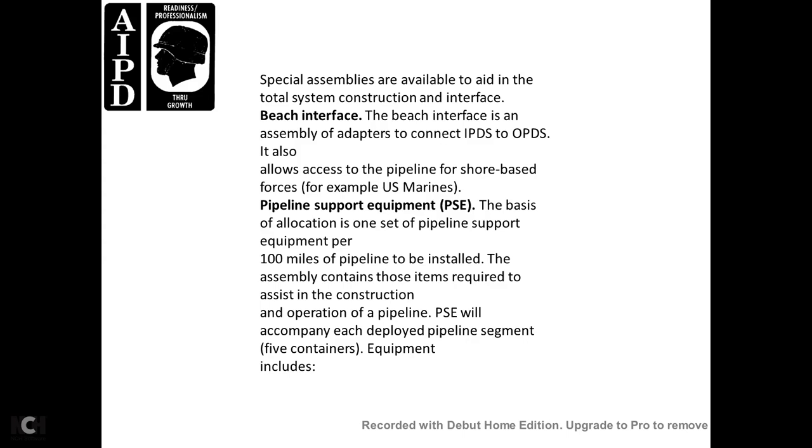Special assemblies are available. They aid the total system construction interface. The beach interface is an assembly of adapters connected with the IPDS and OPDS. It also provides access to the pipeline for shore-based forces, for example, U.S. Marines. The pipeline support equipment is allocated as 1 set for each 100 miles of pipeline to be installed with the assembly construction. It contains items required to assist the construction and operation of the pipeline. The pipeline support equipment will accompany each deployed pipeline segment.